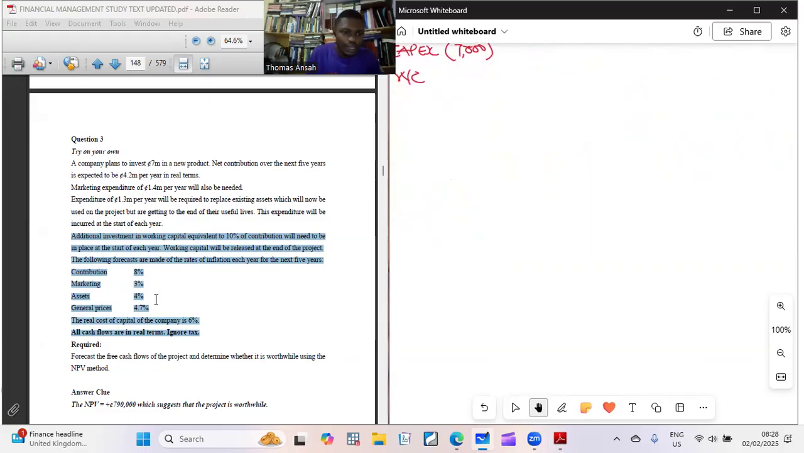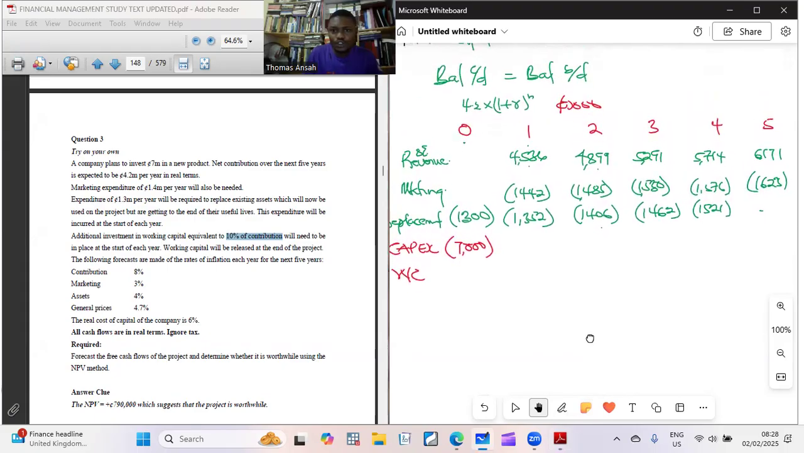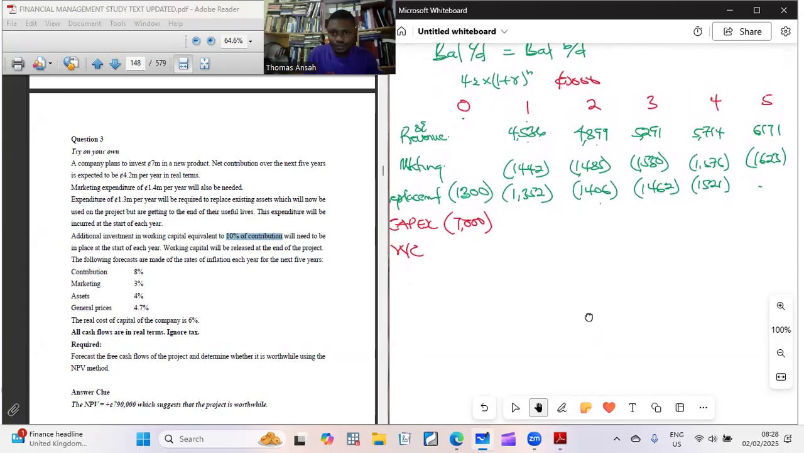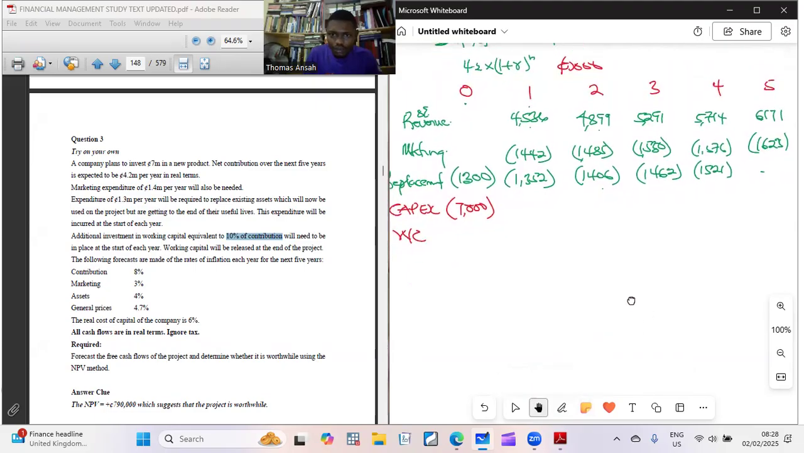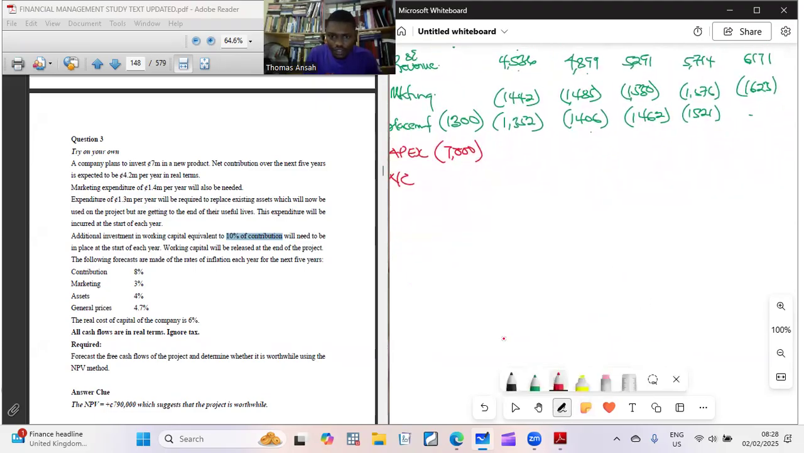We are told that the working capital will be needed. So 10% of contribution will be needed. Now, what is the contribution? Now we have done the contribution. We know the contribution for each year. We have it here. So per what we have, so that I can have it here. So year 1 contribution is 4. The contribution at year 0, you remember, was 4.2.